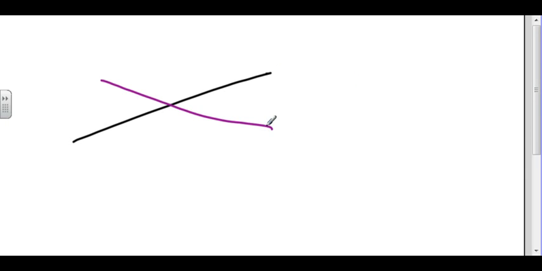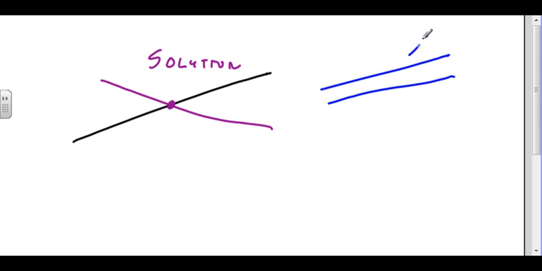Well, what's a linear equation? A linear equation is a straight line. So if I have a straight line, and I have two of them, it's possible that they cross at some point, and I have something called a solution. It's also possible that these guys are parallel to each other. So I've got line 1, I've got line 2, and line 1 is parallel to line 2, and in that case I have no solutions.